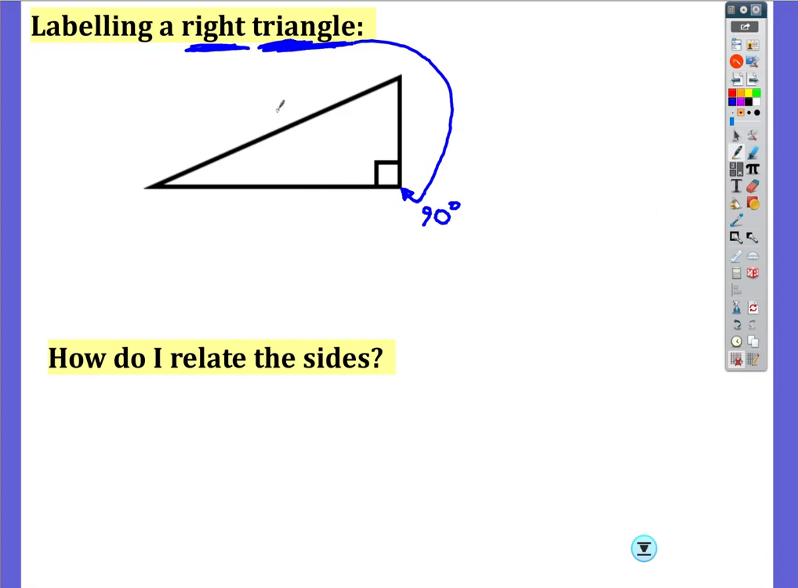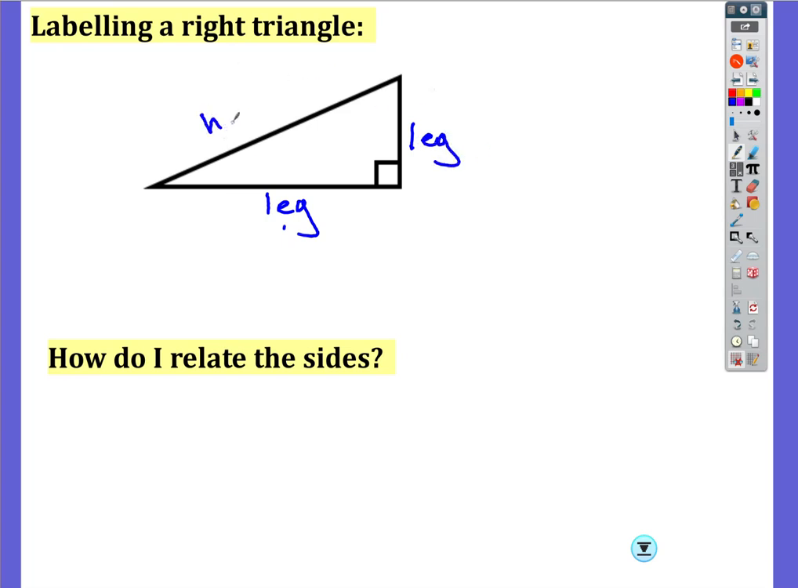So we've got our right triangle, and I'm going to label the sides. We know it's right because it's got a right angle. We'll call these two sides legs. And we've got a longer one, which we'll call the hypotenuse. In general terms, it doesn't really matter if you go A here or B here. We'll call this leg A, leg B, and the hypotenuse we'll label as C.